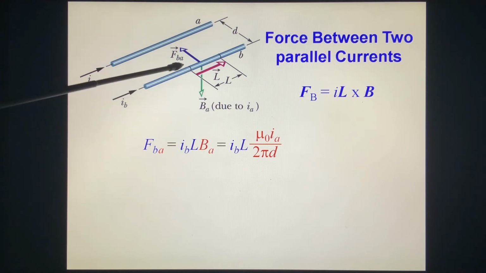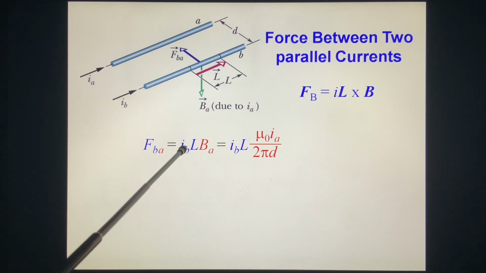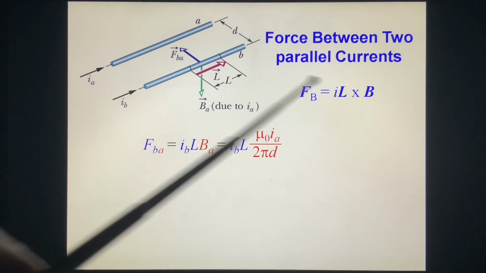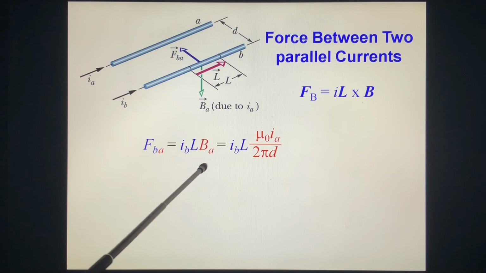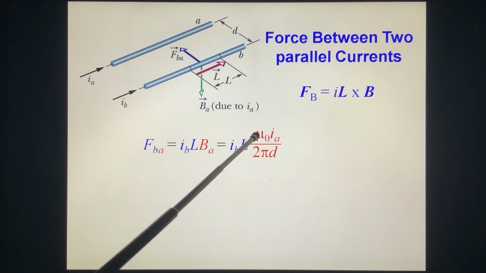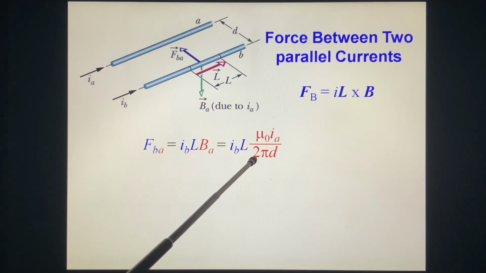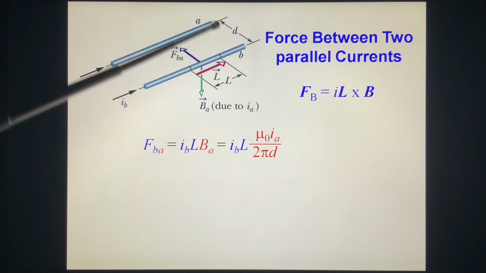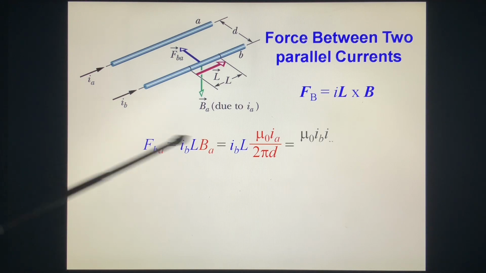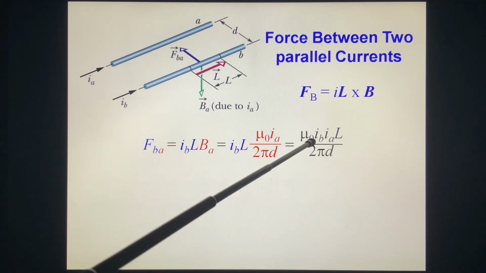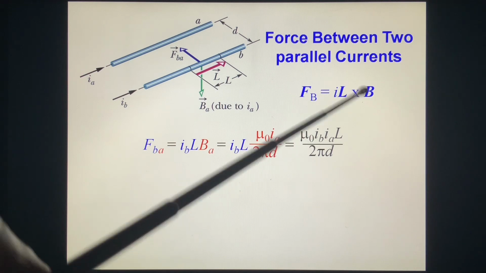So we see this I L cross B, we get FBA directed towards the wire A, equal to IB L, this is perpendicular so sine 90, times BA. BA is mu 0 IA over 2 pi d, where d is the distance between the two wires. And we put it together, we get mu 0 IB IA L over 2 pi d.